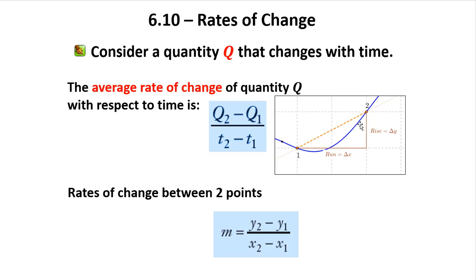So to do that, if I know the value of the quantity at 2 and at 1, I can subtract those to get the difference between these two quantities, and primarily we'll be doing questions where things are changing with respect to time. So it'll be t2, whatever the time is here, take away t1. Essentially it's just rise over run.